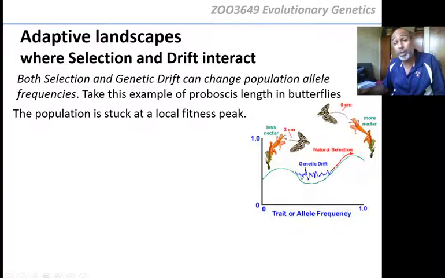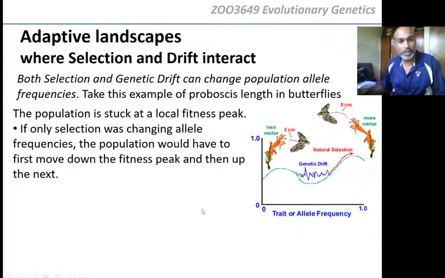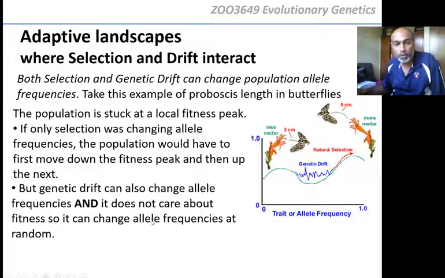So you can't go down this fitness trough. You'll die. You can't come up. You're finished. You're extinct here. So what do you need? You need genetic drift, okay? If a population is stuck there, right? If there's only selection, there is no way to go down, yeah?